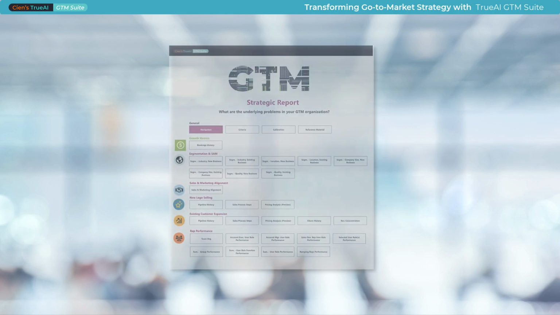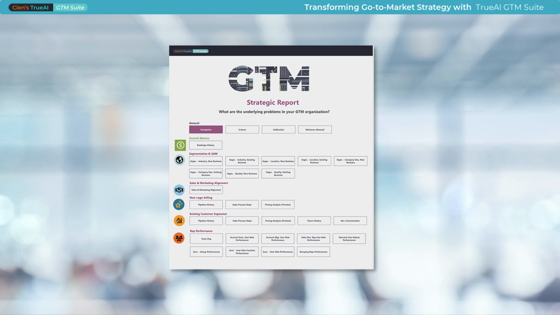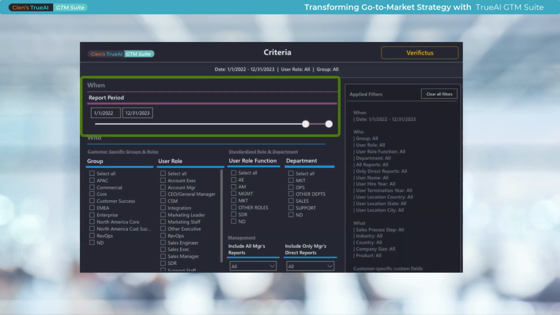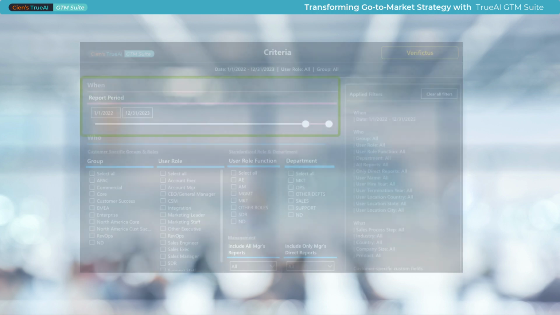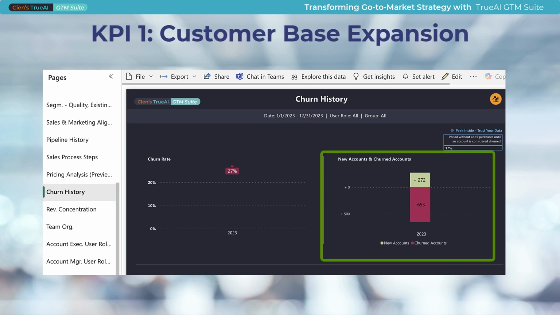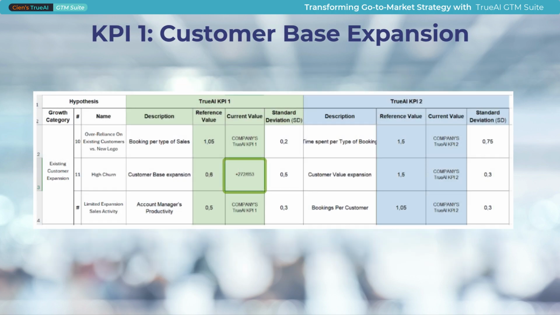To identify the value for the company's TrueAI KPIs, we will go to the strategy report. First, we will go to the criteria tab to ensure we are capturing the period under analysis. By default, the last full year is recommended. Then we will go to the tab Churn History and look for the comparisons between new accounts against churned accounts. We input these values into the Heatmap worksheet.